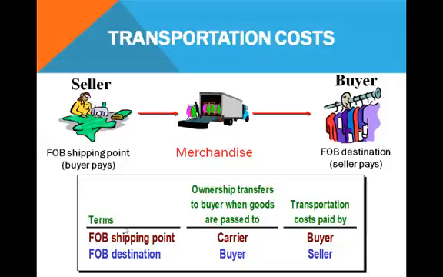On the other hand, if the shipping terms are free on board destination, or FOB destination, it means the ownership transfers from the seller to the buyer when the buyer receives the goods. It also means that the seller is paying the transportation cost because it still belongs to the seller until the buyer receives it. So, if goods are shipped FOB shipping point, then the buyer owns the goods in transit and will pay the transportation cost. This transportation cost will be added to the merchandise inventory account.